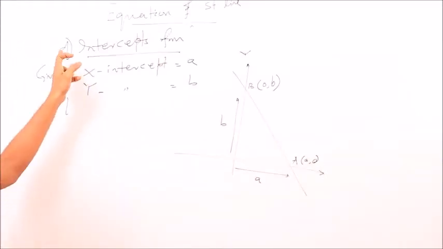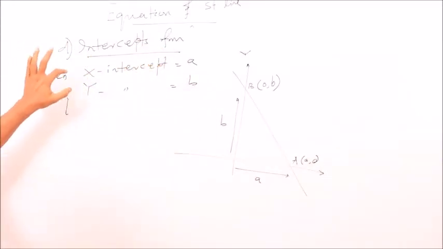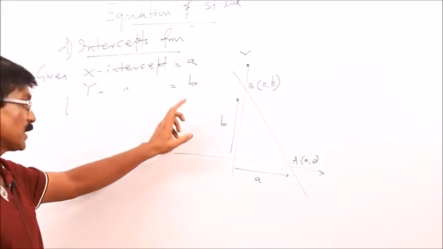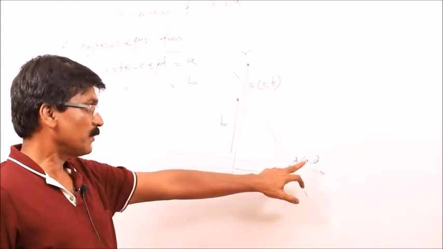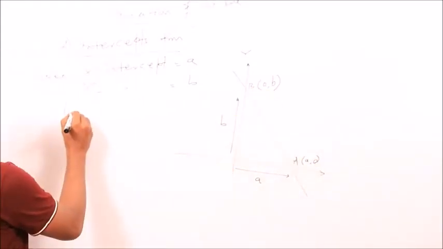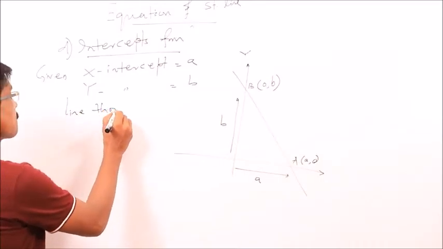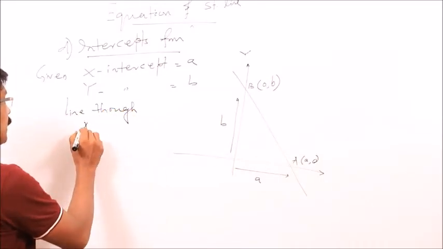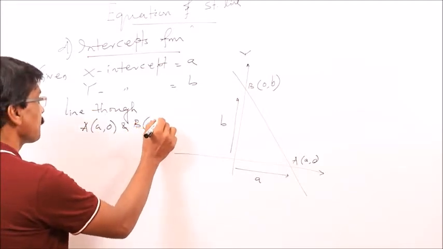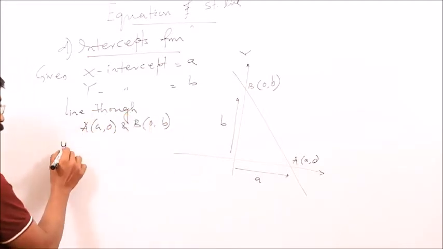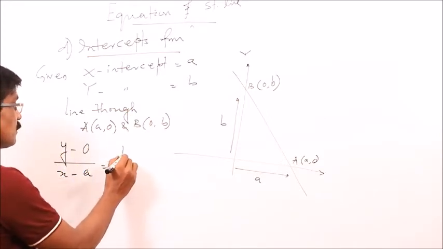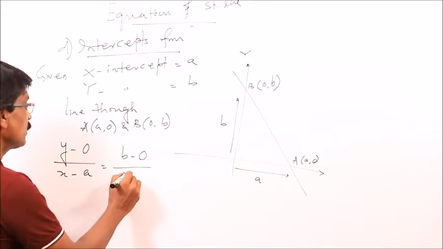So we have intercept form. If we are given x intercept equal to a and y intercept equal to b, then the points are (a, 0) and (0, b). So the line through a and b is (y minus 0)/(x minus a) = (b minus 0)/(0 minus a).